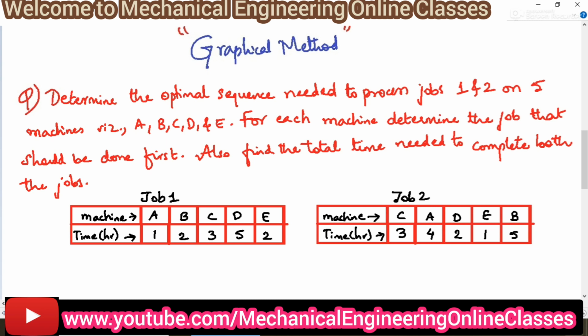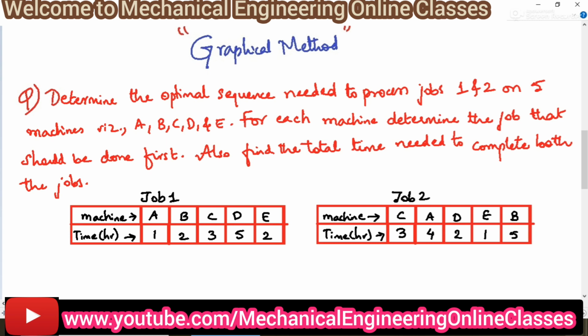Similarly, job 2 processing order and time is also given. So the processing order of job 2 is, it will first go to machine C, and there it takes 3 hours. Then it will go to machine A, there it takes 4 hours. Then this job 2 is going to D machine for 2 hours. Then it goes to E machine and it will be processed there for 1 hour. And finally it will go to machine B and there it will be taking a processing time of 5 hours.